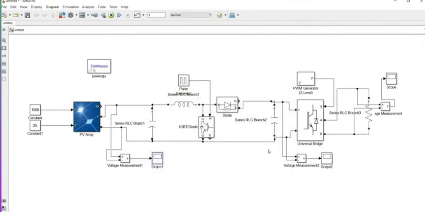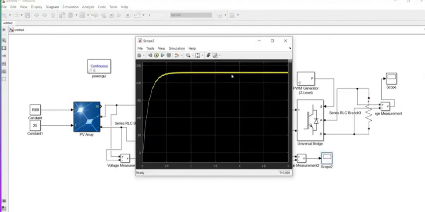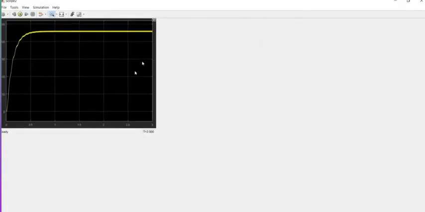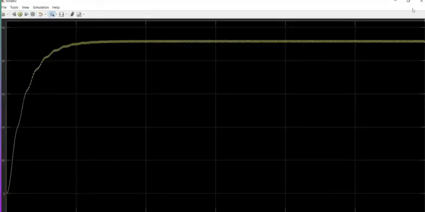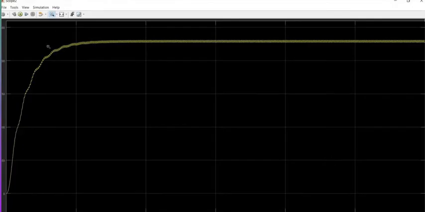So after boost operation, what we are getting, click on the scope, and here after boost operation you are getting the 240 volts, right? So here you are getting the 240 volts DC supply. Okay, in output of the solar panel we are getting only 110 to 120, but after boost operation we are getting the 240 volts, right?